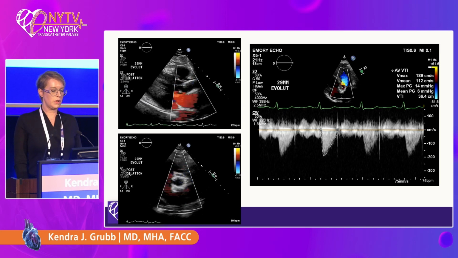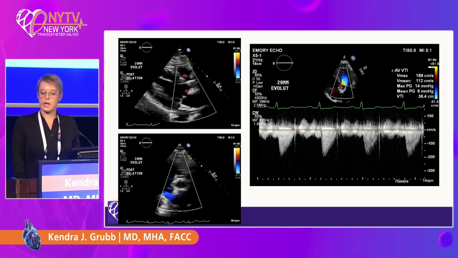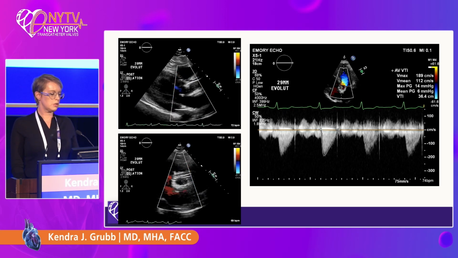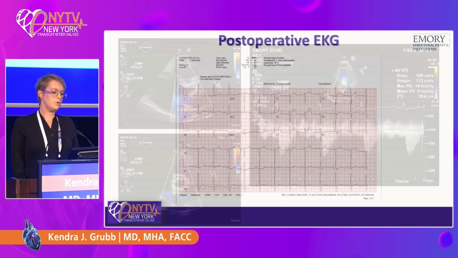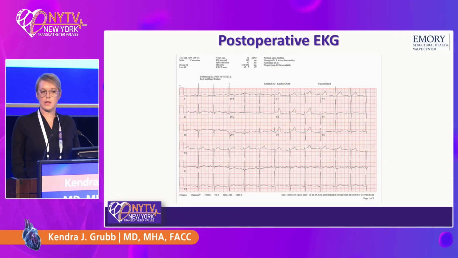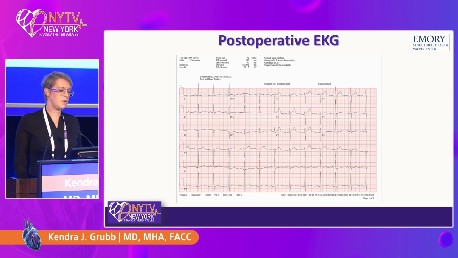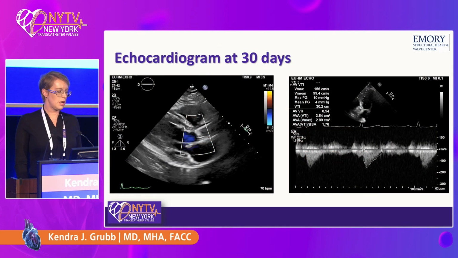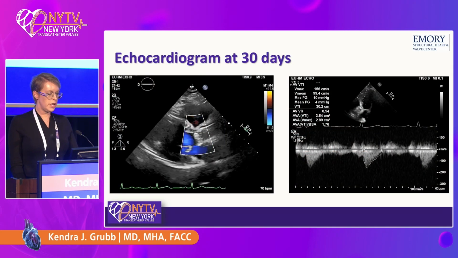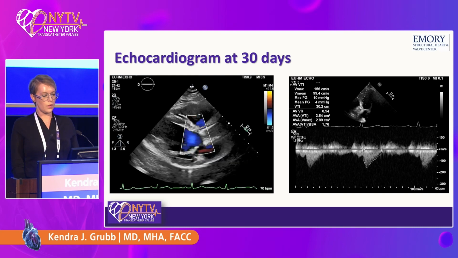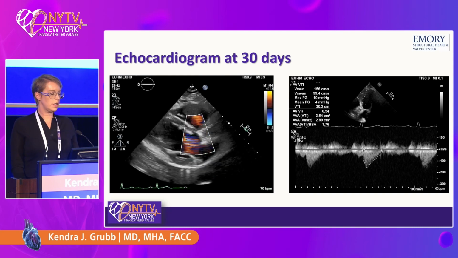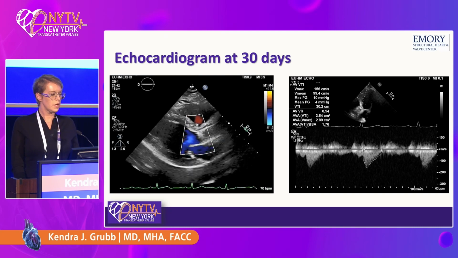So a 29 millimeter Evolut, easily implanted in a bicuspid. You notice that the annulus appears circular. We do not perform routine CTs, but that would be one way to confirm that. Postoperative EKG shows no conduction abnormality. Here he is at 30 days. The gradient is now 4. There's no paravalvular leak, and he continues to do well.